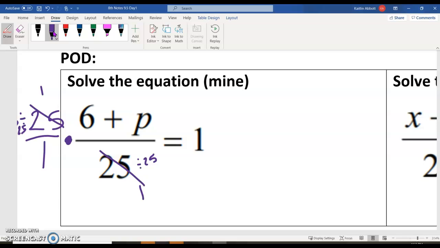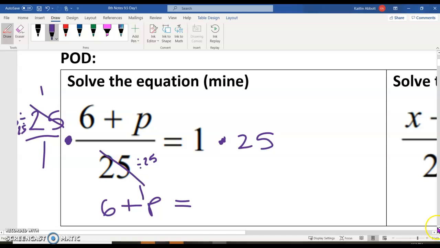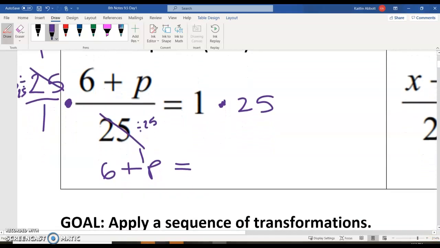So now we're left with 1, 1, 1, and anything times 1 is itself, but remember, whatever you do to one side, you got to do to the other side, so we're going to multiply it by 25. Okay, so we are left with 1s all on this left side, except for that 6 plus p, so 1 times 6 plus p is just 6 plus p, equals 1 times 25 is just 25.